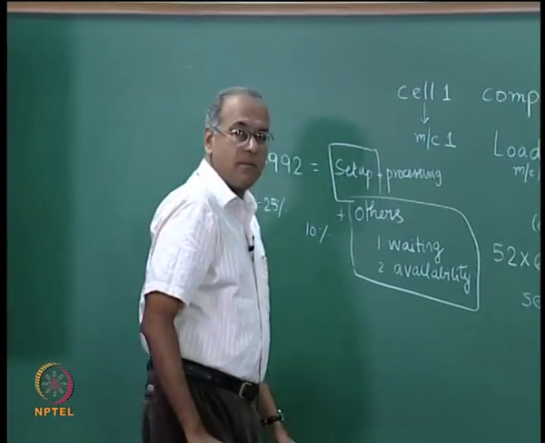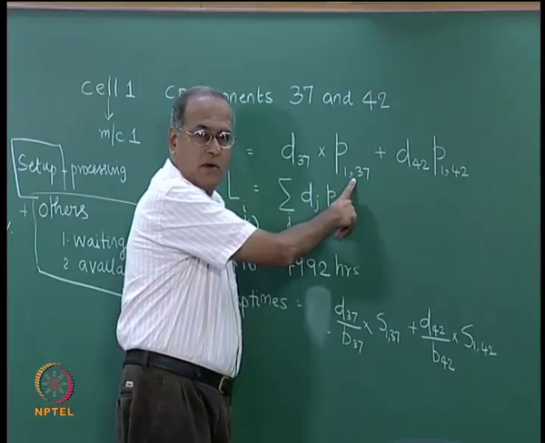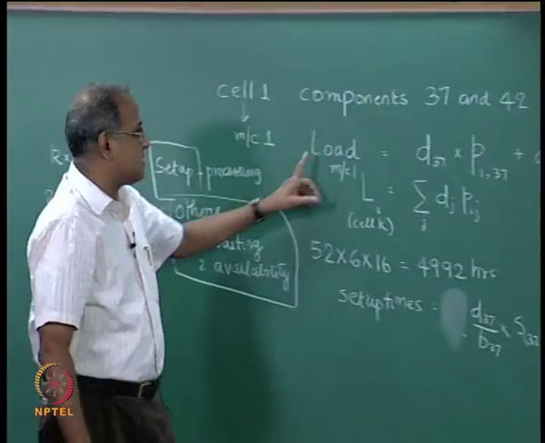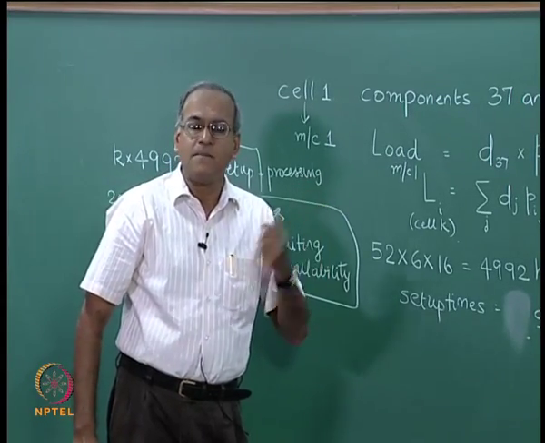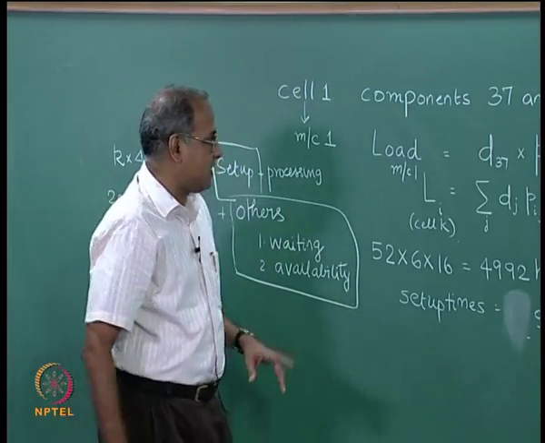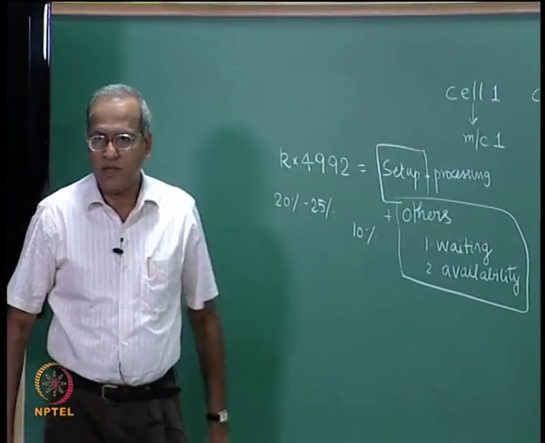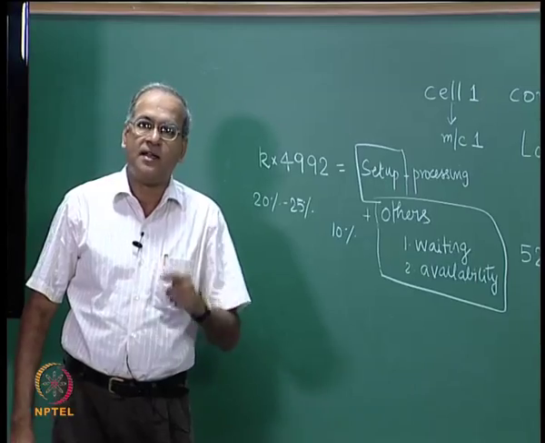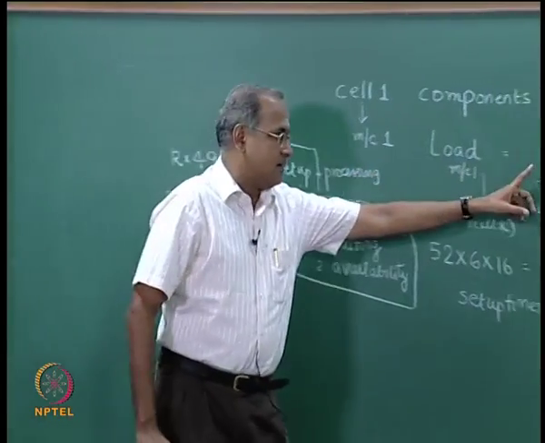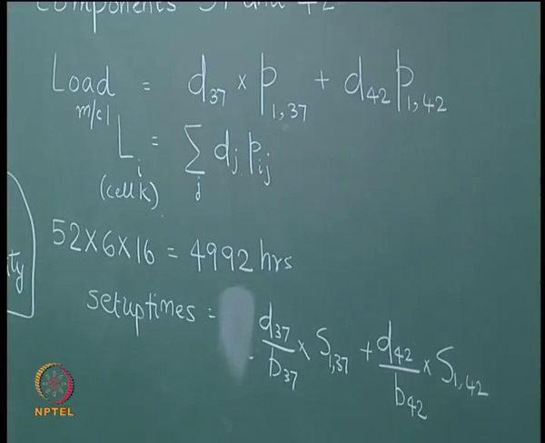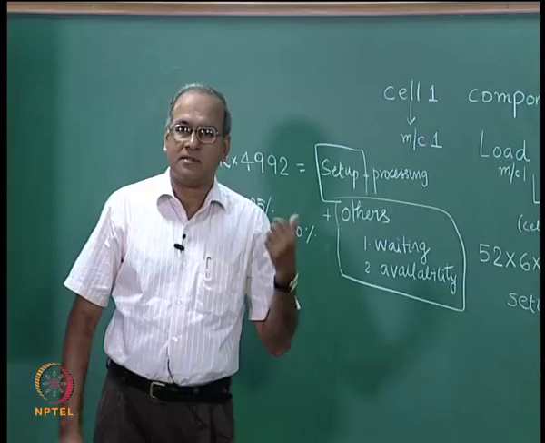So, now this amount of k into 4992 should be able to meet this requirement of D37 into P1,37 plus D42, because this is the load or processing time requirement. So, at an aggregate level, one would say that this quantity divided by k into 4992, if it is less than 1, then it is enough to have one machine in that cell. Now, if the load divided by availability is say 1.5 or 1.6, then we will say that 2 machines are required in that cell.